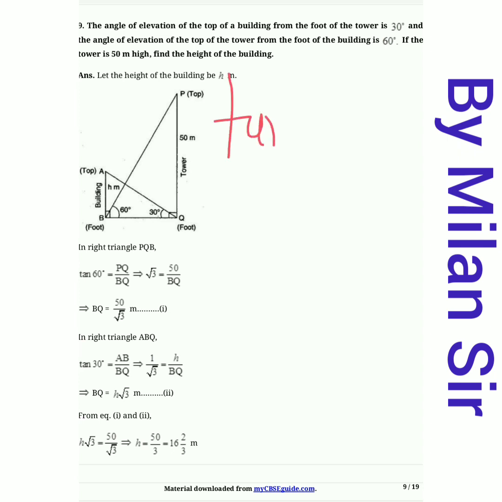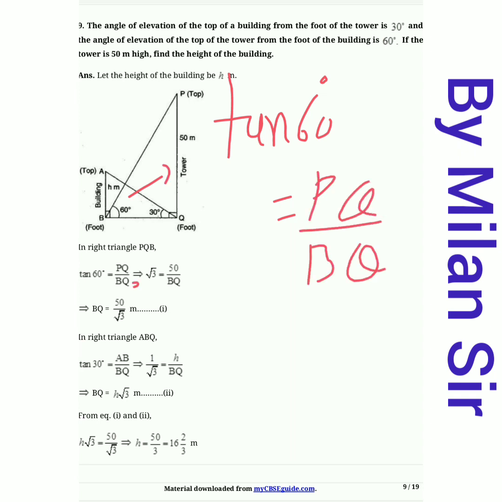Now here PQ is the opposite side and we need to find BQ, which is the adjacent side. So tan theta and cot theta give the relation between opposite side and adjacent side. We use tan theta here. Here the angle is 60 degree. That's why tan 60 degree is equal to opposite side PQ upon adjacent side BQ. Now the value of tan 60 is under root 3, PQ is 50, upon BQ. Now we need to find BQ.